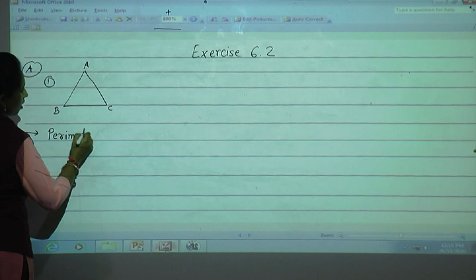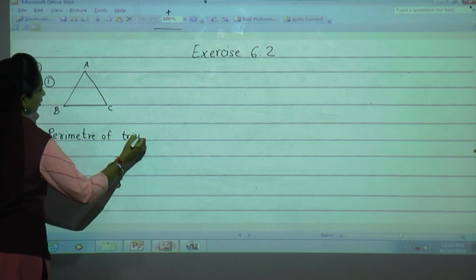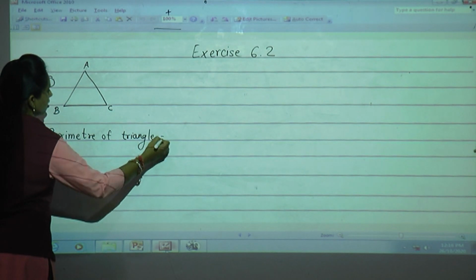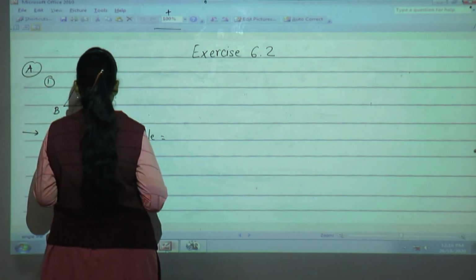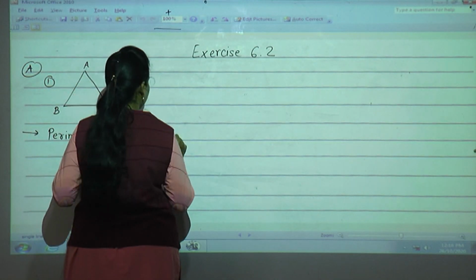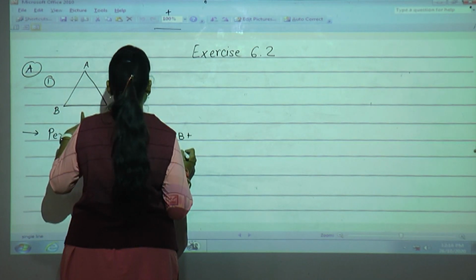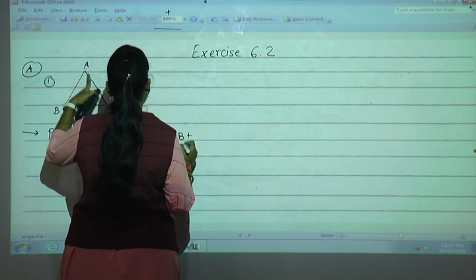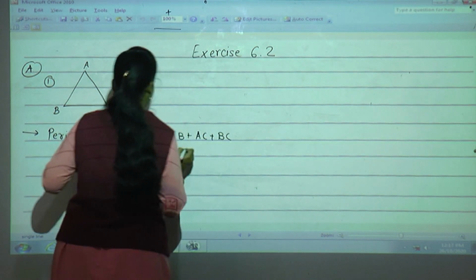Perimeter of triangle is equals to, now have you measured? Yes. Have you measured, students? Tell me how much. See how to find out? Addition of all sides, sum of all sides: AB plus AC plus BC.